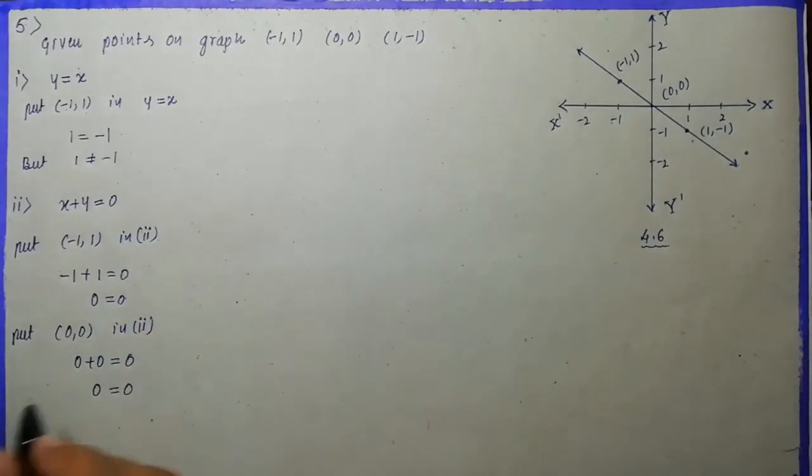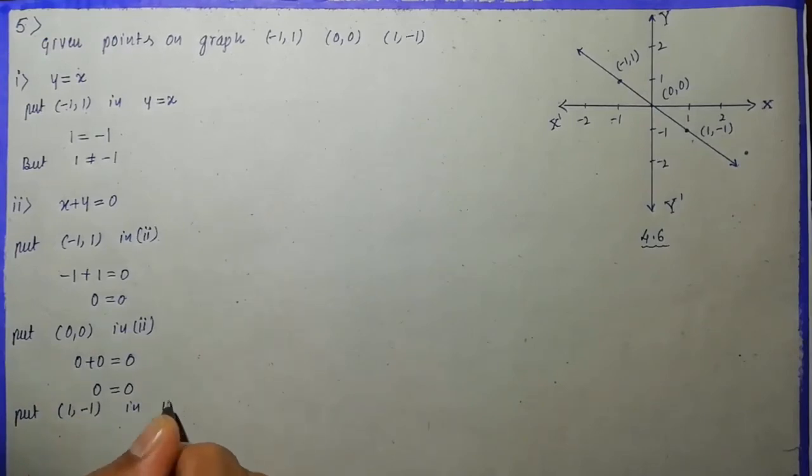And I'm going to put one more point, the last one. Put 1 comma minus 1 in 2. It will become like this. x is equal to 1 and y is equal to minus 1, and it is equal to 0 as it is. It will become 1 minus 1 is equal to 0, and finally 0 is equal to 0. So here also it is satisfied. By this we can stop here, I think.